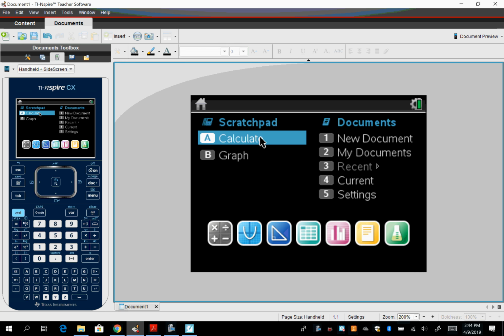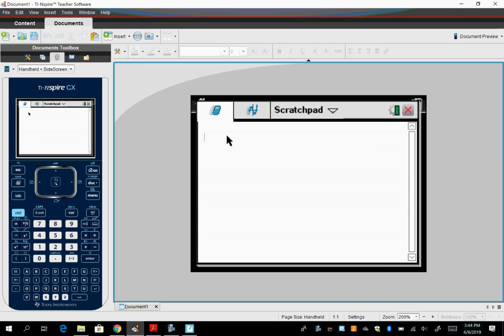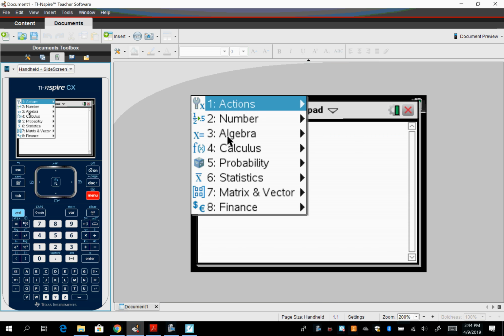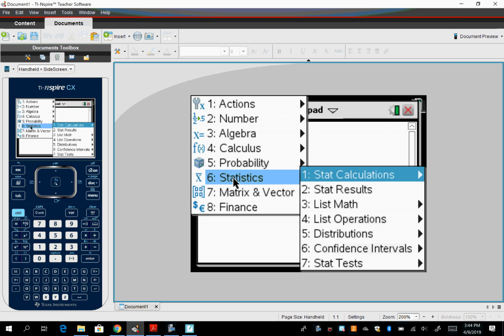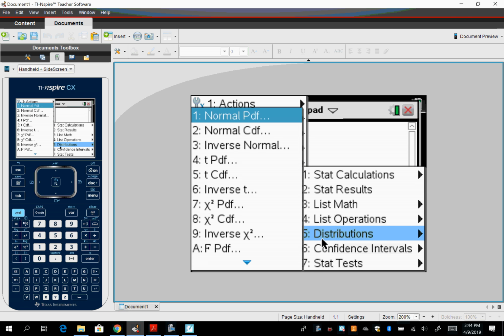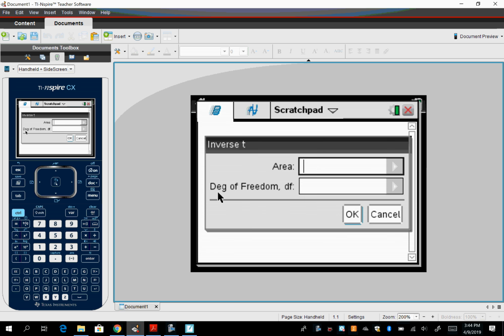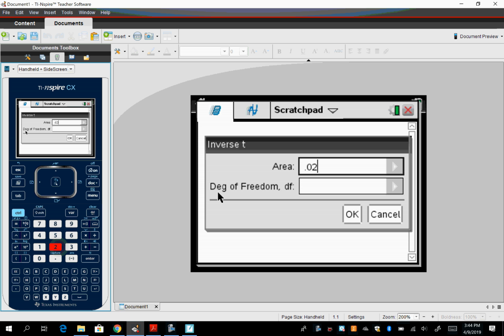So you go to calculate. Menu. The shared document. Sent you an email yesterday. Inverse T. Statistics. Distributions. Inverse T is number 6. The area I'm typing in is 0.025. For bonus points, Michael, what's another area I could type in?